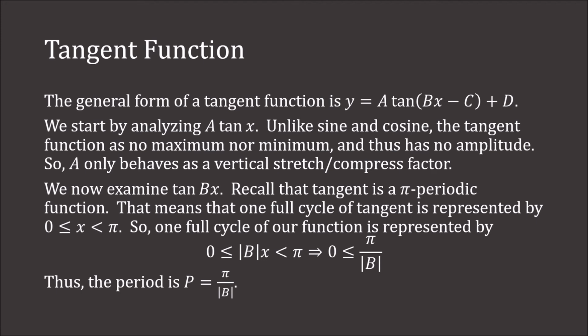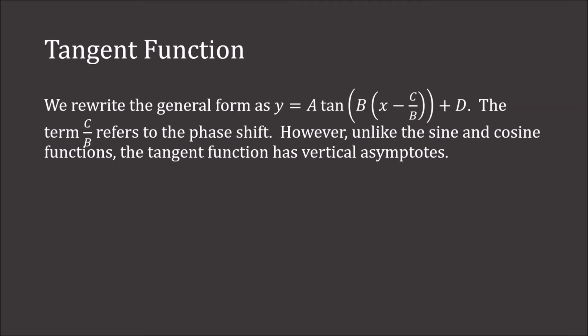So in this case, a is only going to behave as a stretching factor, a vertical stretch or compress factor. If we look at the tangent of bx, recall that the tangent is pi periodic, so one full cycle of tangent is represented by 0 less than or equal to x less than pi. So one full cycle of this tangent of bx would be 0 less than or equal to the absolute value of b times x less than pi, or, let me rewrite this, 0 less than or equal to x less than pi over the absolute value of b. So the period is p equals pi over the absolute value of b. Again, as we did with sine and cosine, we'll rewrite the general form as this. So the term c over b refers to the phase shift. However, unlike sine and cosine, the tangent also has vertical asymptotes.